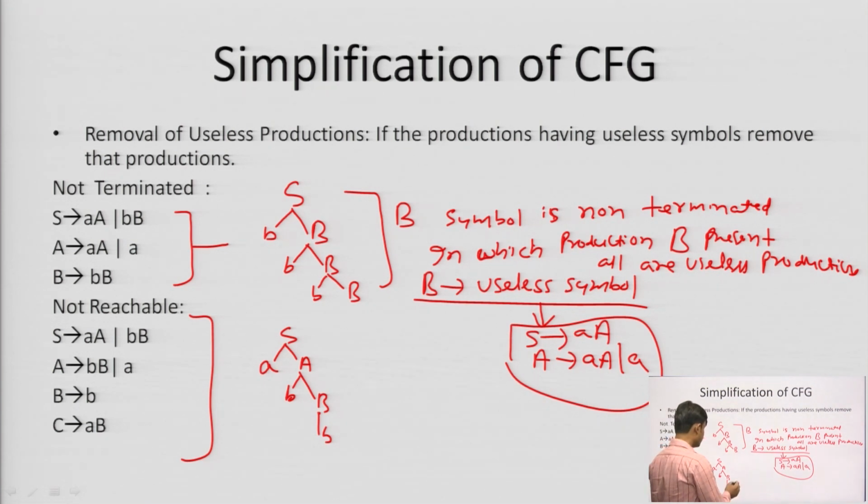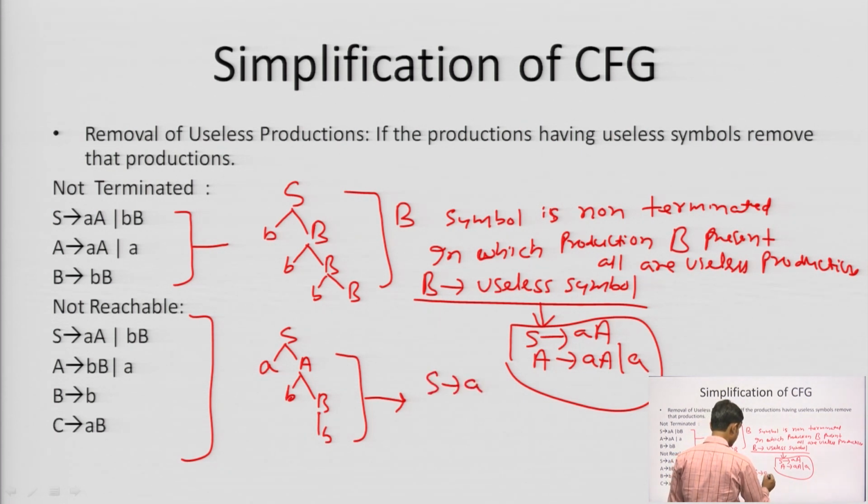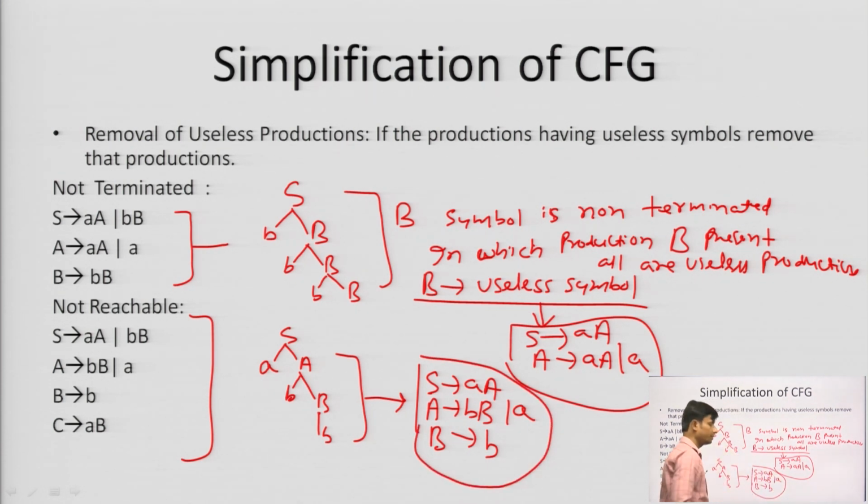So, here we can say wherever C is present, you remove that one. We have to remove that. So, the new grammar will be S to A, then A to B and this is A, then B to B. This is after removing useless symbols. So, these are very simple topics.